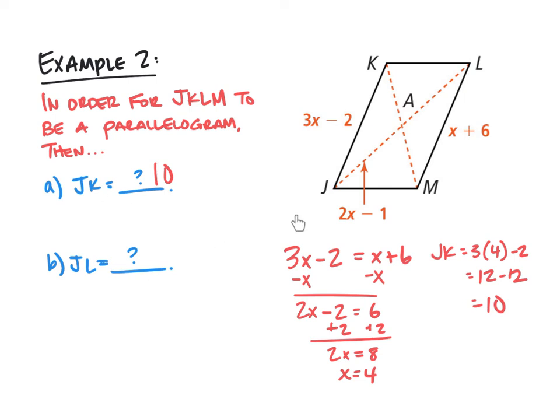Now for the second part of our question, we have to find the length of JL. It gives us the length of JA as 2x minus 1. We now know that x equals 4, so let's figure out what that means for the length of JA. It's going to be 2 times 4 minus 1, which is 8 minus 1, so that's 7. So JA equals 7. We know that in order for it to be a parallelogram, the diagonals have to bisect each other. So if JA is 7, then AL would also need to be 7. And that would make JL equal to 7 plus 7, which is 14.